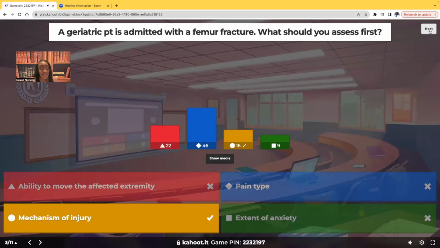It is not pain type. I'm going to talk to you guys about the pain type in a second. It is not pain type. It's the mechanism of injury. Why? How they fractured that femur is going to give you an idea of the type of diagnostic tests that you expect to be ordered, about associated injuries that that patient may have that you need to be assessing for. Okay, so the priority assessment is going to be the mechanism.